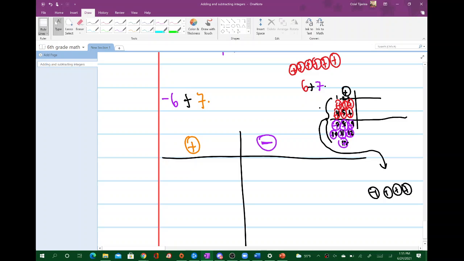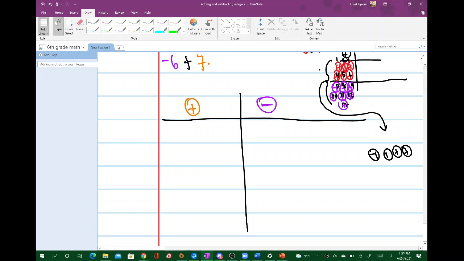The thing about this one is it's a little weird because we have 6 negatives, so the way that you're going to do this really is you're going to say, well, there's 6 negatives. 1, 2, 3, 4, 5, 6, right? And then there's 7 positives. There's 1, 2, 3, 4, 5, 6, 7. So this is 1, 2, 3, 4, 5, 6, 7.